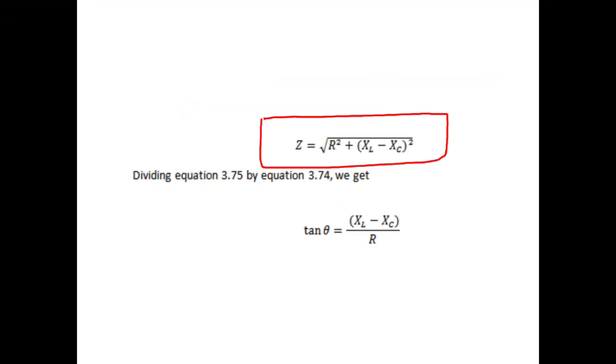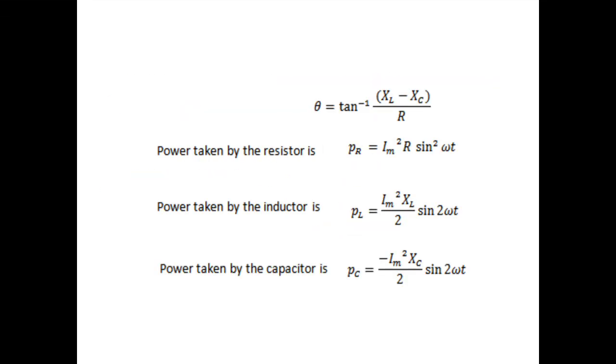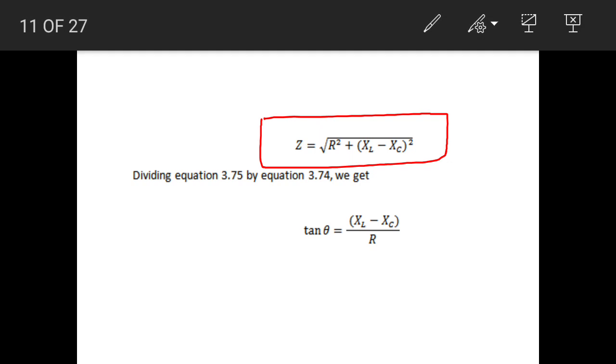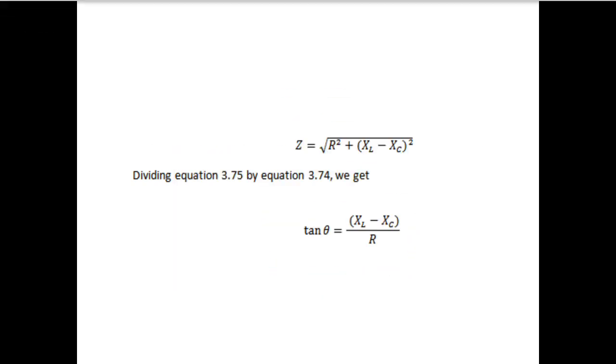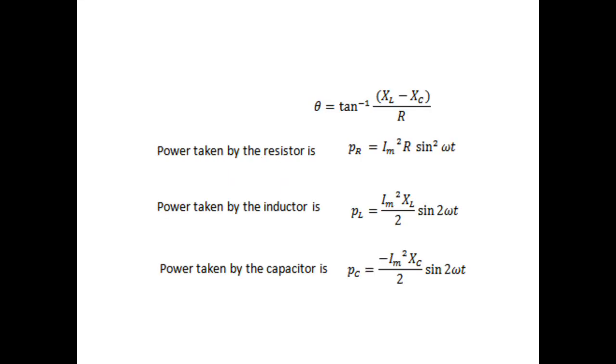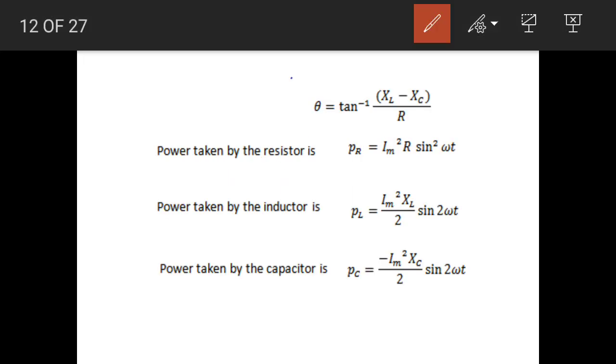So tangent theta is equal to (XL minus XC) by R, and we can find out the phase angle of the source voltage with the help of this particular equation. So theta can be calculated with the help of this particular equation.